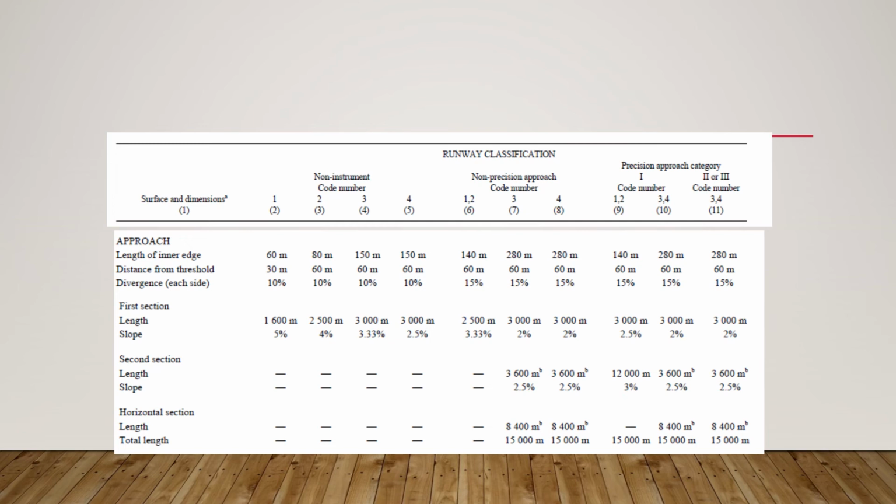So when we calculate the 2% slope, at the end of the first section there will be a height of 60 meters for the buildings. Thereafter, at a length of 6600 meters away from the inner edge, you will have a slope of 2.5%. So 60 plus another 3600 meters at 2.5% slope means another 90 meters, giving a total height of 150 meters. So from a distance of 6600 meters from the inner edge of the approach surface till 15,000 meters, there would be a constant height of the buildings at 150 meters.